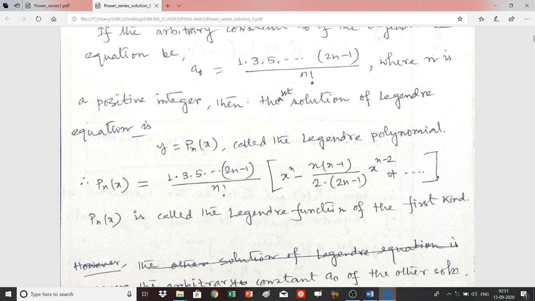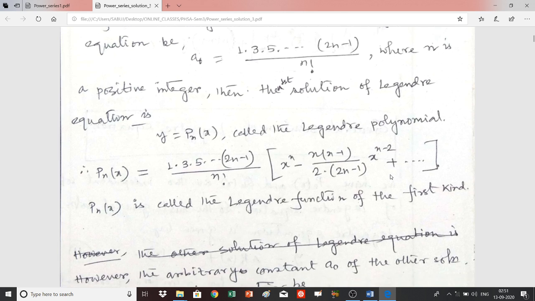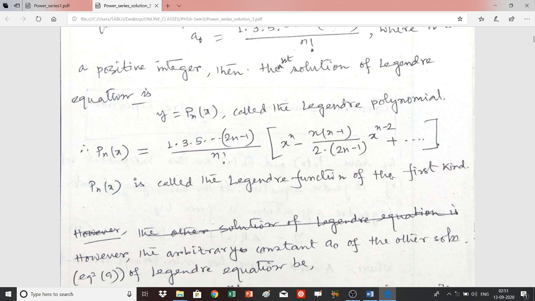Here I have written plus, so no matter, all terms will be negative. So actually this is a negative sign. Pn(x) is called the Legendre function of the first kind. You should remember that any solution of the Legendre differential equation in the form Pn(x) is called a Legendre function.